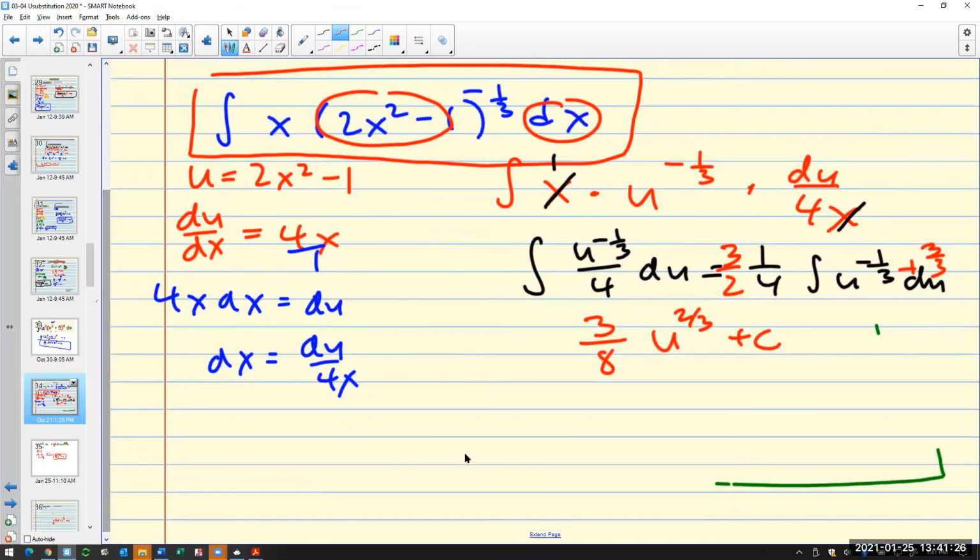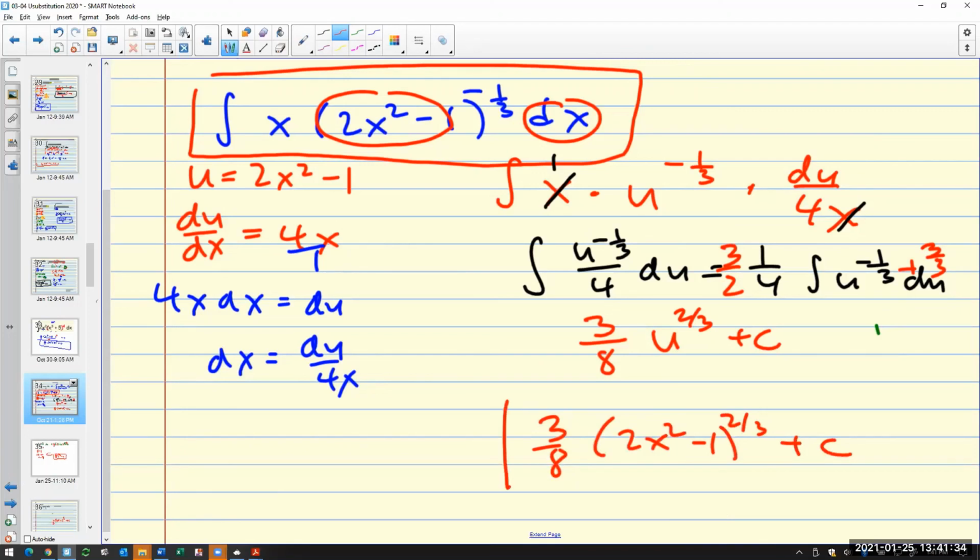It is the wrong answer, okay? Make sure you come back, put in your u, and there is the right answer. And if you took the derivative of this, you're going to come back and get the integrand that you had to begin with. How are you guys feeling?